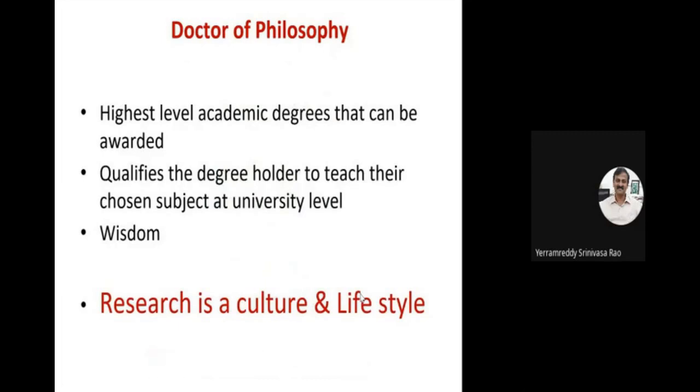I started saying that if I want to teach an engineering student, what should my qualification be? BE. Till the 1990s, if I wanted to teach a BE student, the teacher's qualification was only BE. But today, the minimum qualification to teach a student is PhD, Doctor of Philosophy. Why is it so? What has happened all of a sudden that now you expect even the faculty to acquire the qualification of a Doctor of Philosophy?